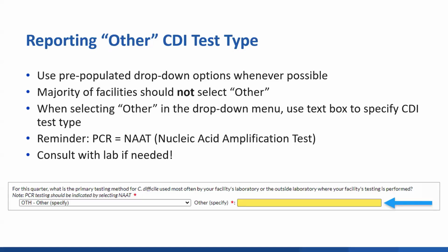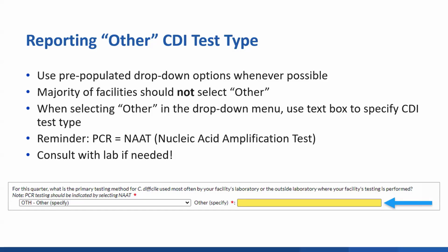We strongly encourage facilities to select one of the pre-populated CDI test method options that is included in the drop-down menu. These options include many of the most common test methods that are used to identify CDI, and most facilities do not need to select other. However, facilities are able to select other if the CDI test method or algorithm standardly performed for the facility is not covered by the drop-down menu options. In these cases, the facility will be asked to specify the facility's CDI test type in a text box that appears next to or beneath the drop-down menu.